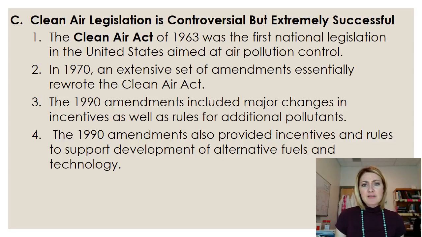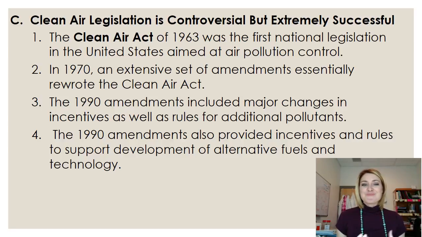So in 1970, there was an extensive set of amendments, which we already talked about, that essentially rewrote the Clean Air Act. The amendments, as we talked about before, identified the criteria pollutants, and they also established primary standards. The primary standard was intended to protect human health, and there are also secondary standards, and these were to protect materials, crops, climate, visibility, and personal comfort, so a humans-first approach.